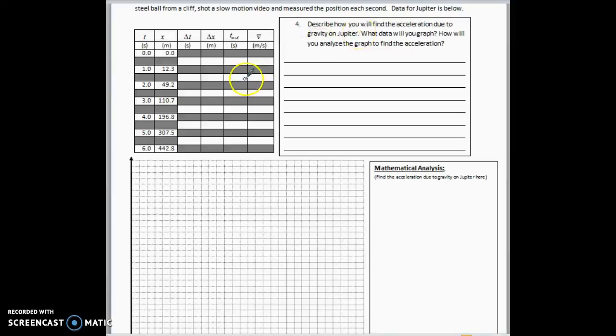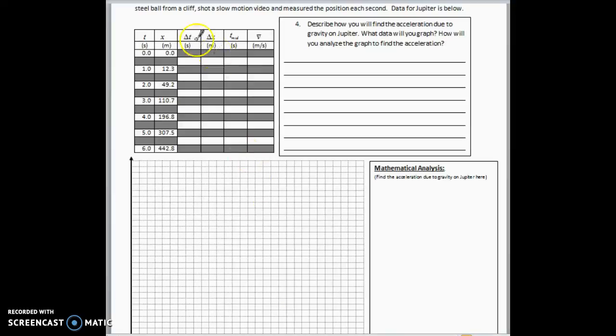Now one thing that we know is that we can graph either position versus time or velocity versus time. Really, we can graph whatever we want, but those are two graphs that are really helpful for us. If we graph velocity versus time, then the slope of that graph is the acceleration. So that's going to be a useful one for us to do. We could also graph position versus time. There would be another way to solve for the acceleration there. But right here, I'm going to show you if we graph velocity versus time, how to find the acceleration.